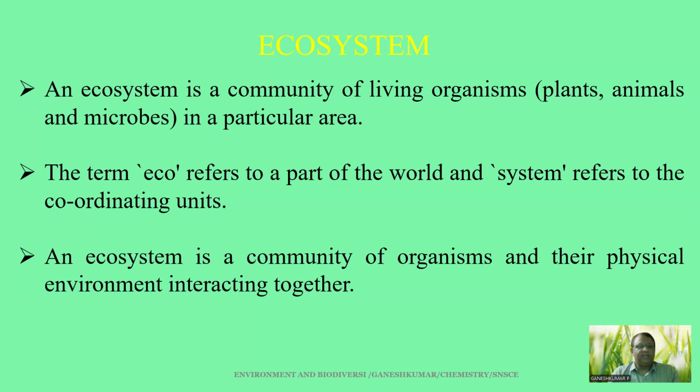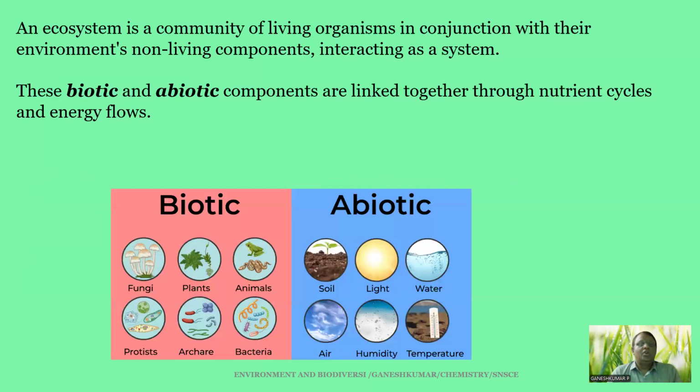So ecosystem means there is an interaction between the living organisms and the physical environment. So an ecosystem is a community of living organisms in conjunction with the environment's non-living components interacting, very simply. It is just the interlinking and interaction of both biotic and abiotic factors.